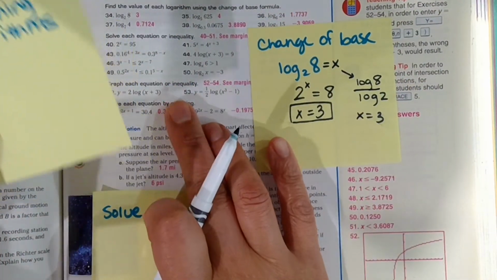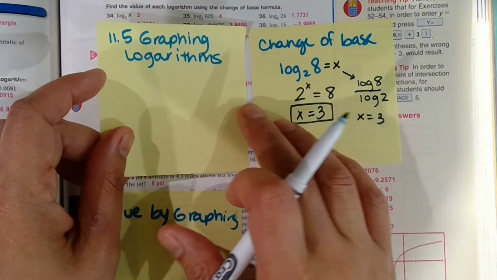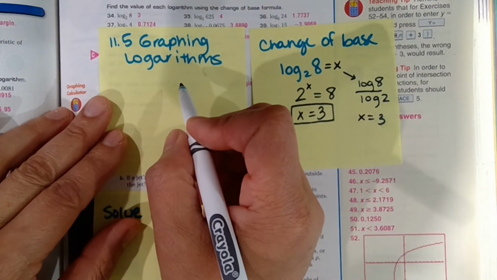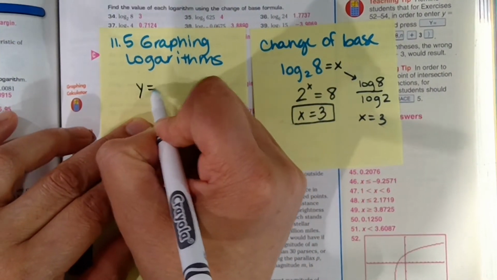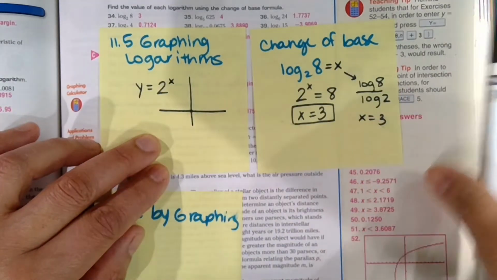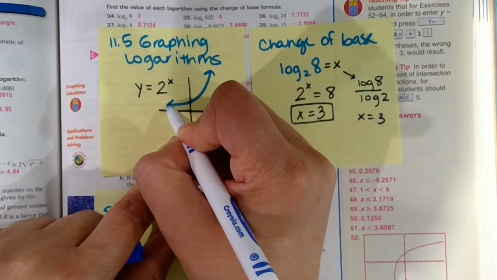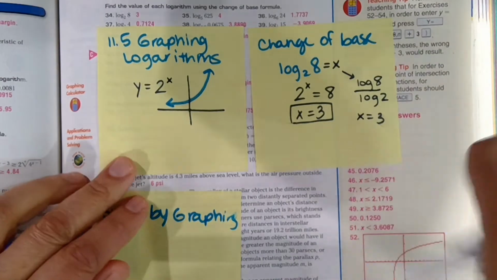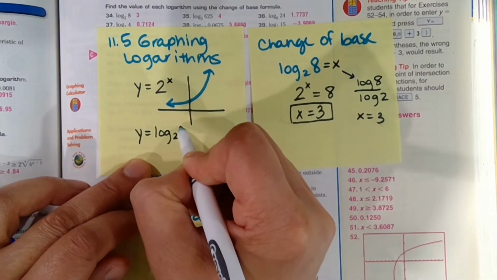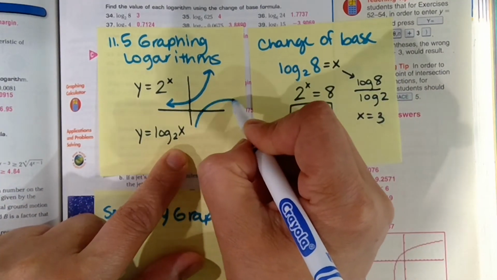The next part is going to be solving, and solving you'll have the same way as we did last time. And then also graphing logarithms. Graphing logarithms, we know that y equals 2 to the x looks something like this. And the inverse of that is y equals log base 2 of x. It would look something like this.